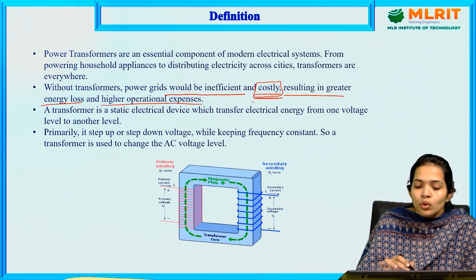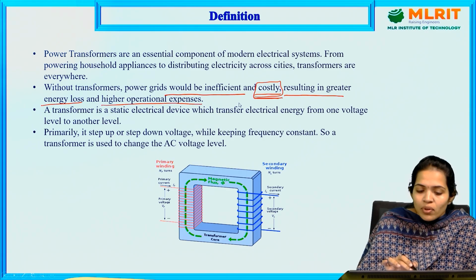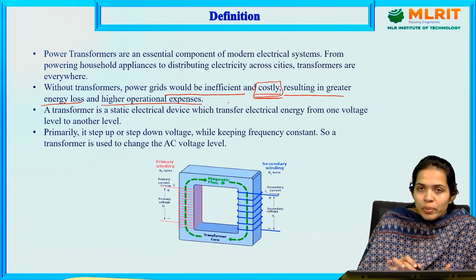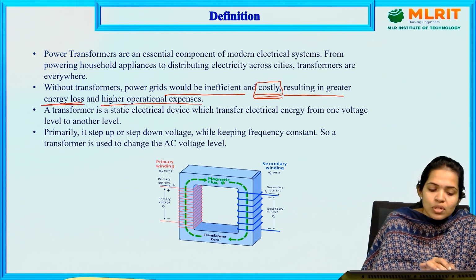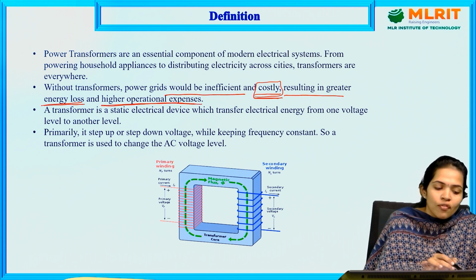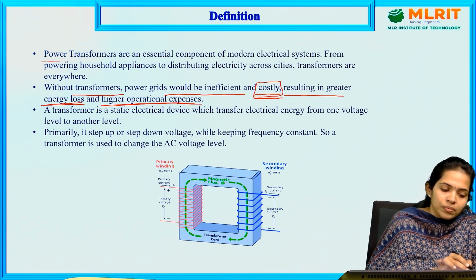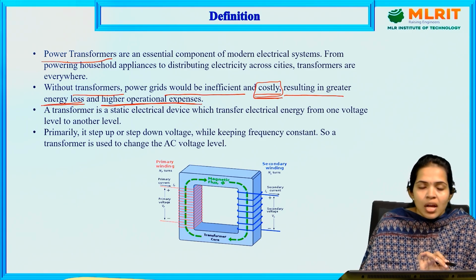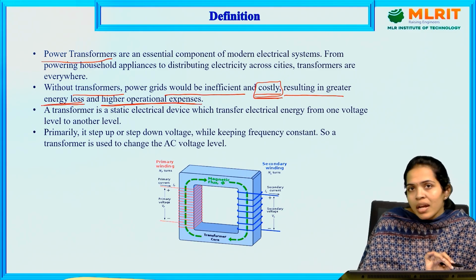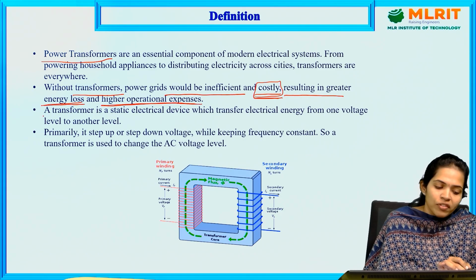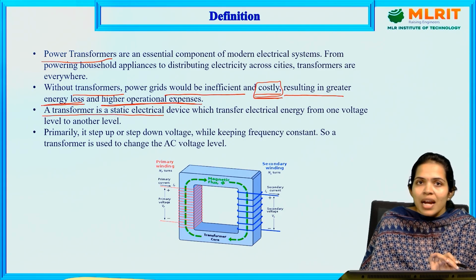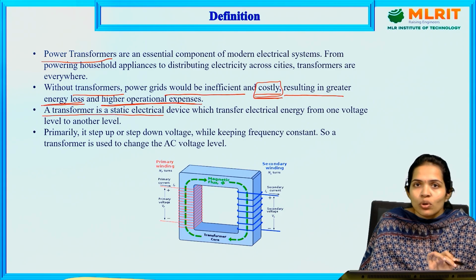So to minimize all these disadvantages in the power grids, that is, for efficient operation of the power grid, to minimize the cost expenses involved, to reduce the energy losses in the transmission system, and to reduce the higher operational expenses, we use power transformers. Power transformers are mainly used to step up and step down the voltages without changing the supply frequency. From a constructional point of view, it is a static electrical device which does not have any rotating parts in it.